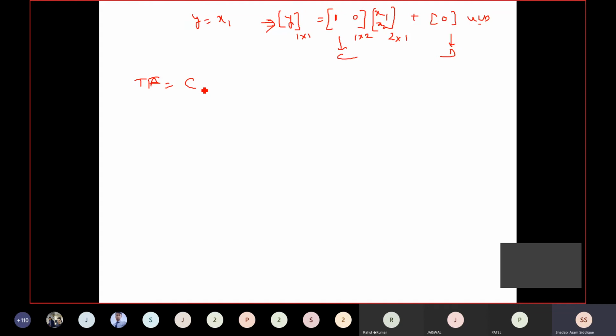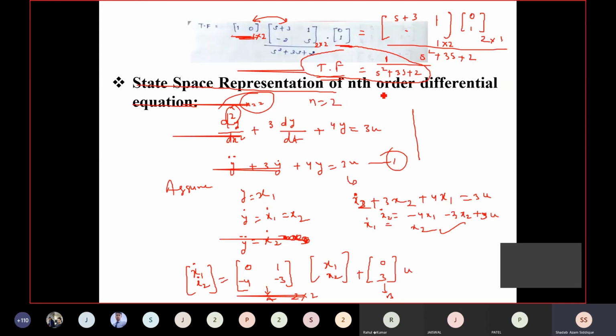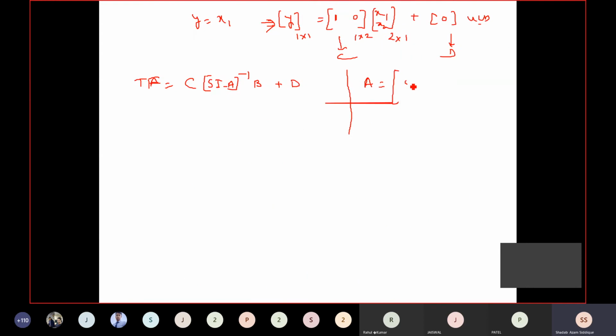Transfer function equation is C (sI minus A) inverse B plus D. Okay, so this is the transfer function. First I'll find (sI minus A) inverse. So what was that? We have A equal to 0 1 minus 4 minus 3. So this is 0 1 minus 4 minus 3. And what is B? B is given as 0 3. Okay, 0 and 3. And already we have C and D.